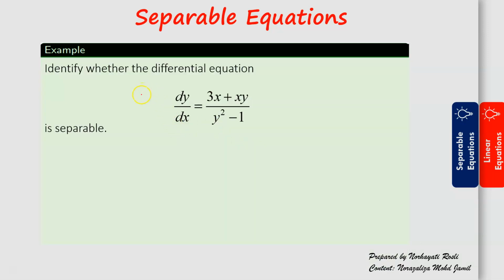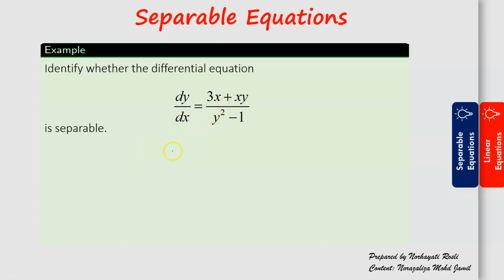Next class, we go to this example. Identify whether the differential equation dy dx equal to 3x plus xy divided by y squared minus 1 is separable or not. So in this case, we can check here. This one is separable. Why is it separable?